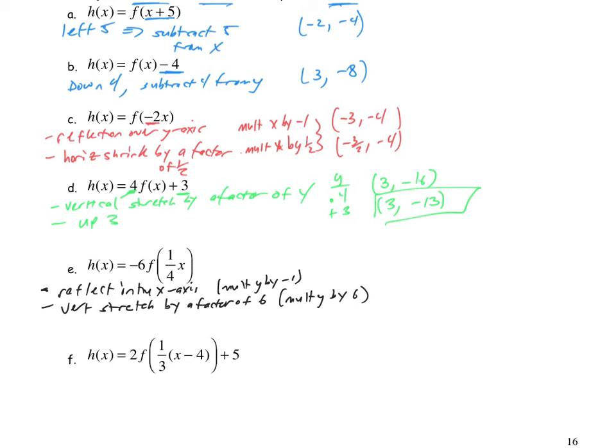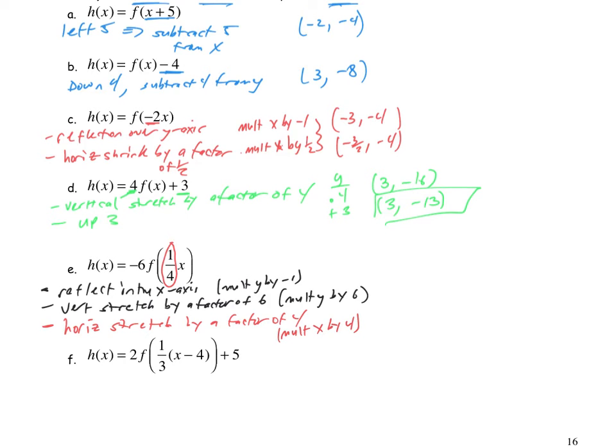And the 1/4, multiplying x, is horizontal because it affects x. And this is actually a horizontal stretch by a factor of 4. Remember, we have to do the inverse of whatever we see happening to x in our transformed function. So that means we're going to multiply x by 4.